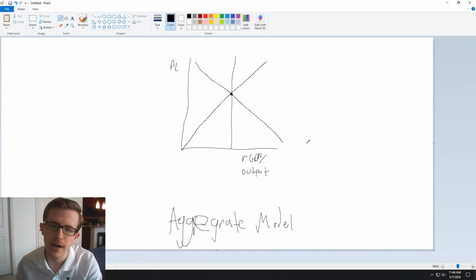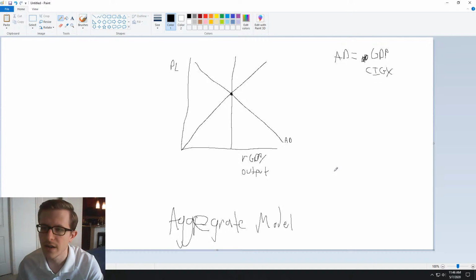All right, so we have aggregate demand, and that's going to be the most straightforward one of the 3. And again, aggregate demand is equal to our real GDP, or just GDP in general is probably a better way of putting it, meaning that it is that CIGX there. And things that change CIGX, things that change GDP are going to change aggregate demand.